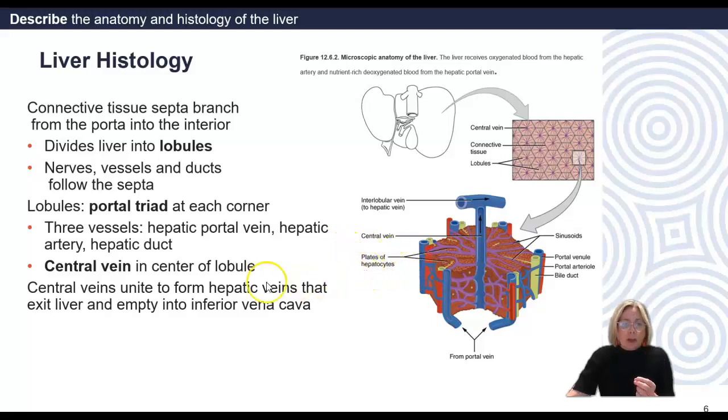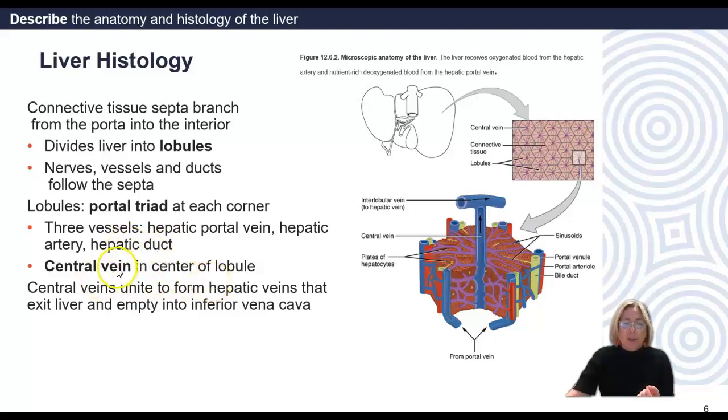Within each lobule, then, there is a portal triad at each corner. And within the portal triad, there are three vessels. The hepatic portal vein is carrying that nutrient-rich deoxygenated blood. We also have a branch of the hepatic artery, which is carrying oxygenated blood. And then we have the hepatic duct, which is carrying bile.